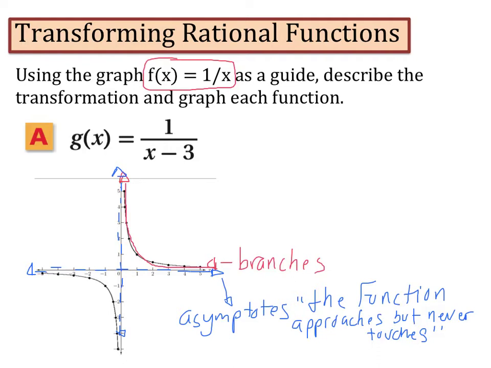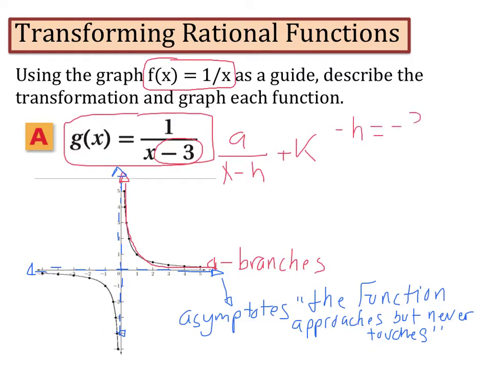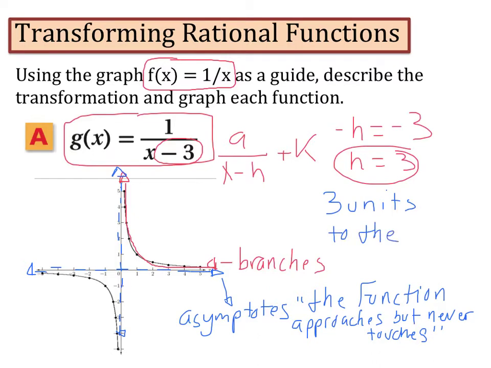Now let's look at our g of x function. I have this function that's 1 over x minus 3. If I look at my guide of 1 over x, the only difference is this minus 3. From the form x minus h plus k that I was given before, negative h in this example is negative 3, so h equals 3. So my function is going to be moving 3 units to the right, because h equals 3.